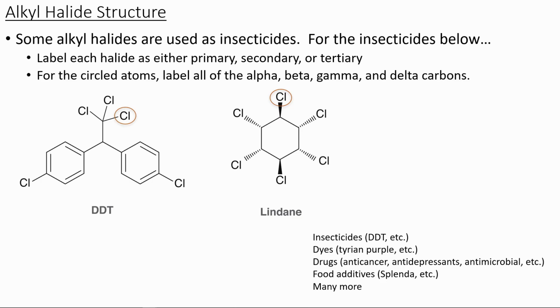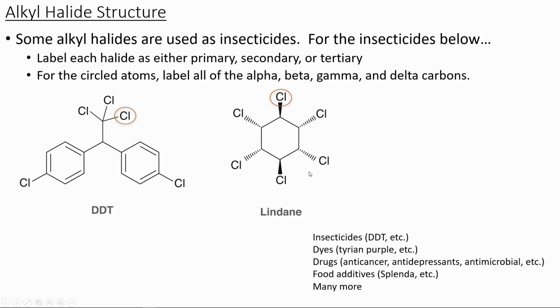There's a large variety of alkyl halides that are used as insecticides. So if we look at this molecule DDT, this carbon here would be the alpha carbon. It's alpha, directly attached to this chlorine. One further down would be the beta carbon, and then these would be gamma carbons.